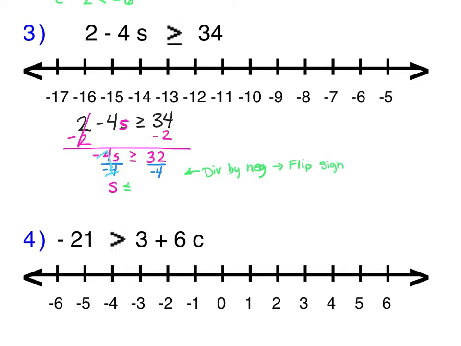Okay, so I'm going to change this symbol to point the other direction, and 32 divided by 4 is 8, and a positive divided by a negative is a negative. So I have s is less than or equal to negative 8, so I'm going to put my circle on the negative 8, and it says it's less than or equal to, so that means I need to color it in because it's equal to it, and it's everything that is less than it. Let's go on to number 4.